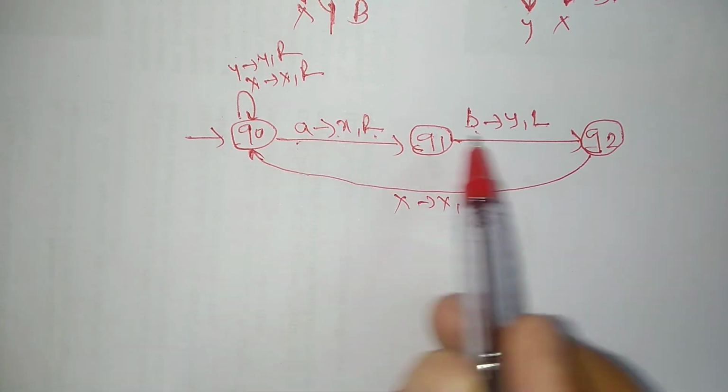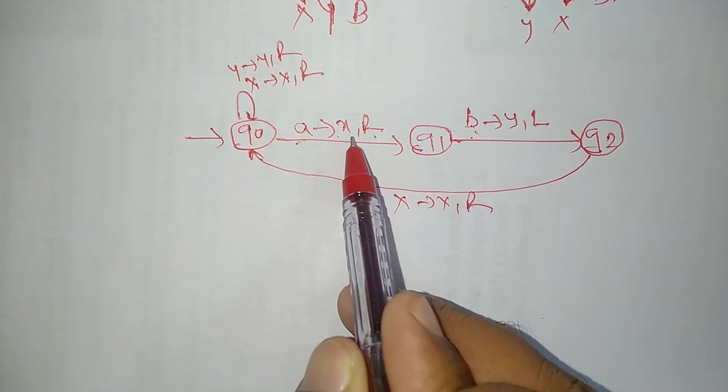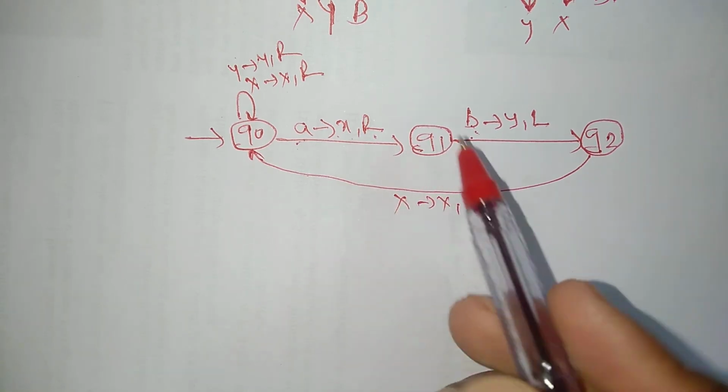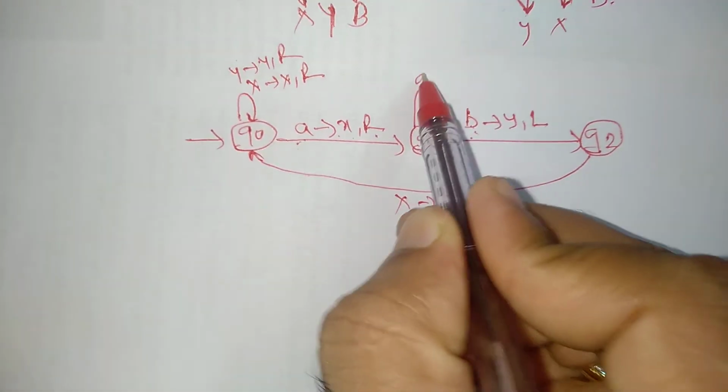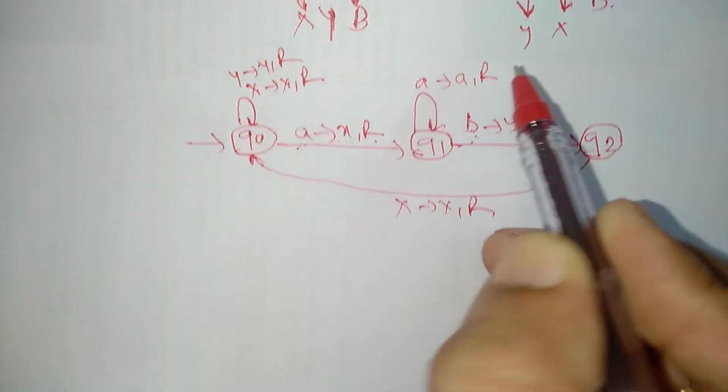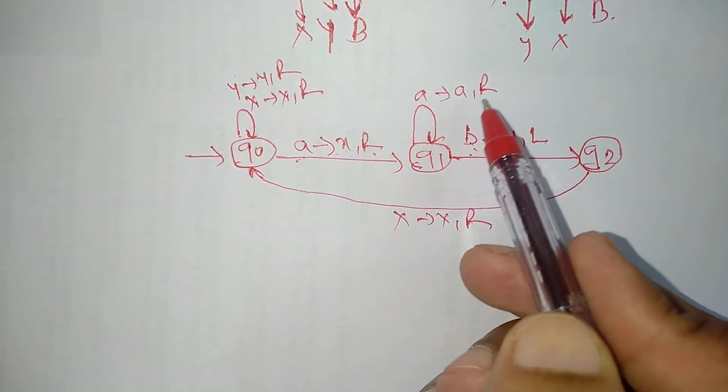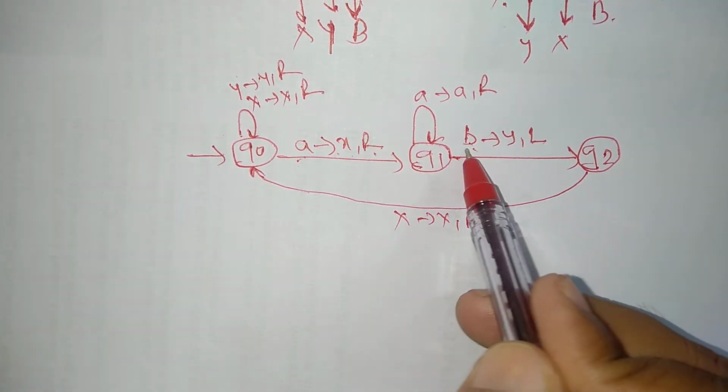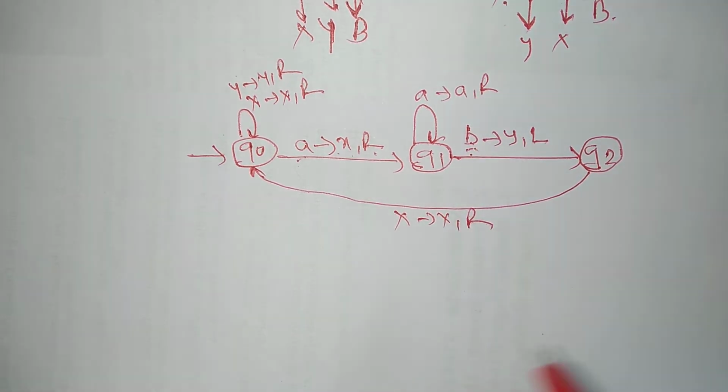Always check the first A and first B. When the first A comes, replace with X. If n number of A's come, just skip the element. N number of A's will come, skip the element. Go to the right side. We are waiting for the first B as per the example.